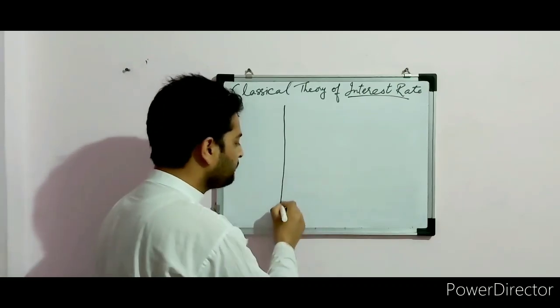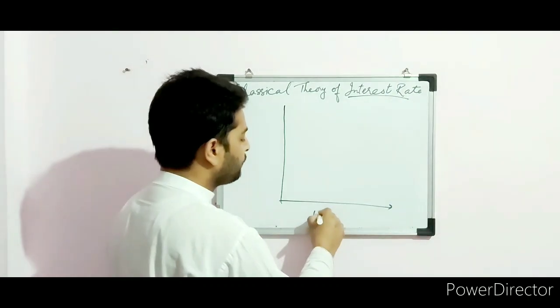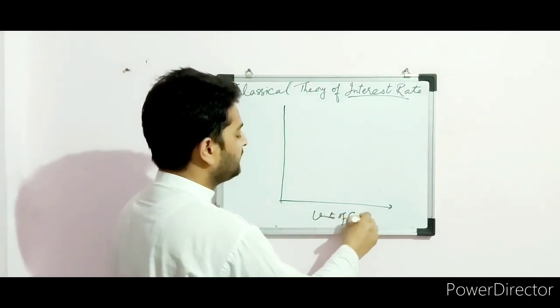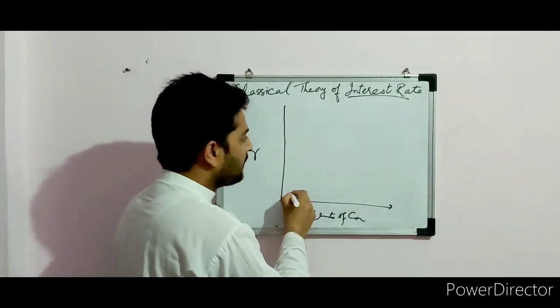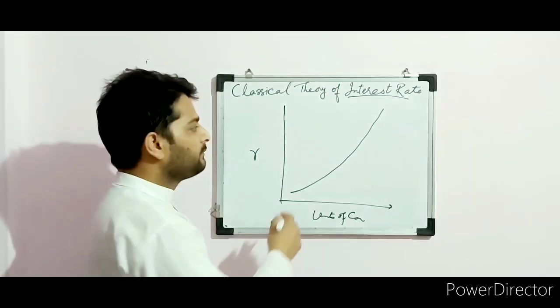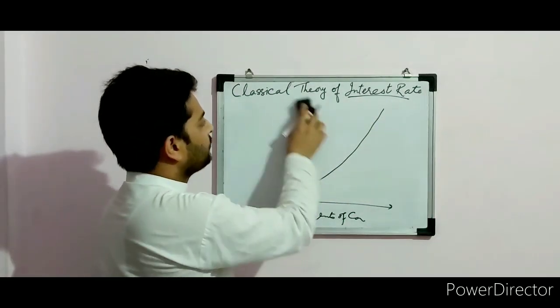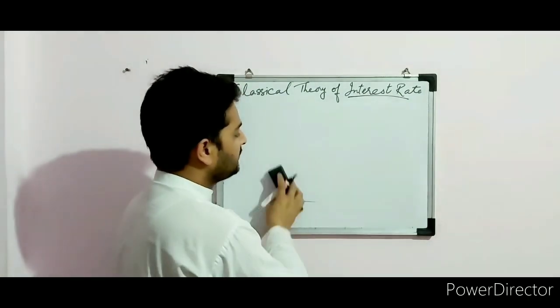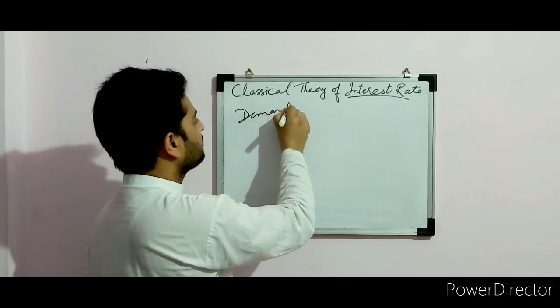If we plot a graph between the rate of interest and supply of money, here we take units of capital and here we take the rate of interest, then the supply curve, or we can say the saving curve, must be like this. So let's come to the demand side.